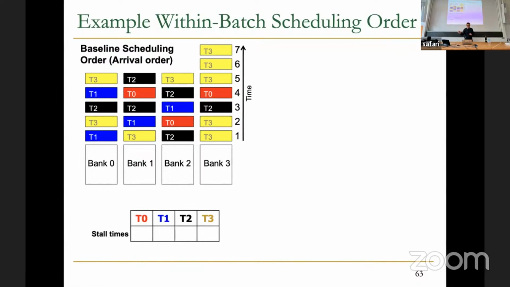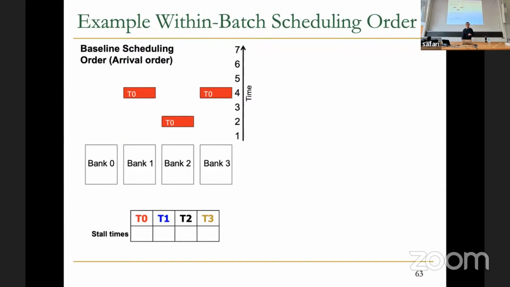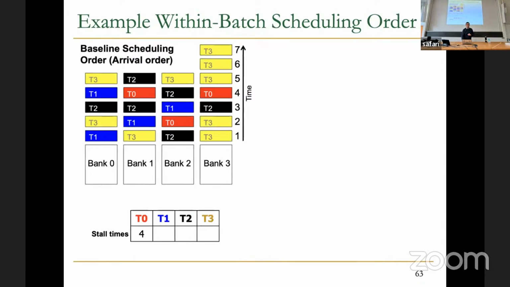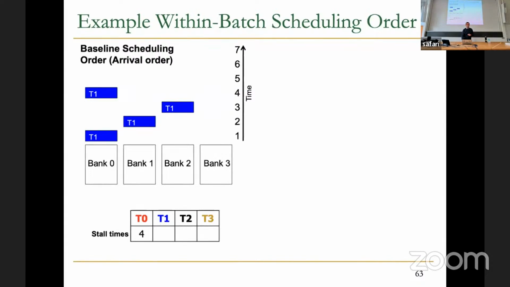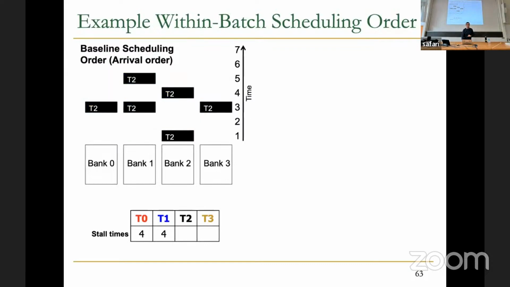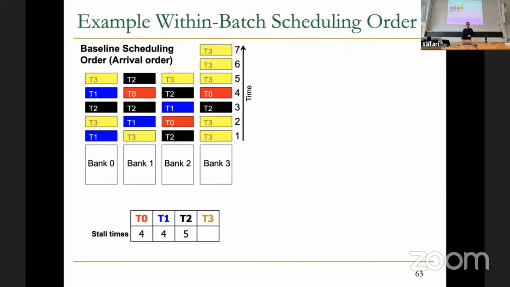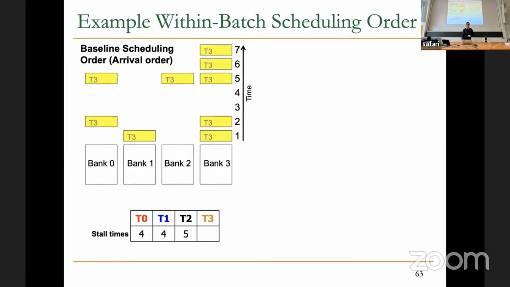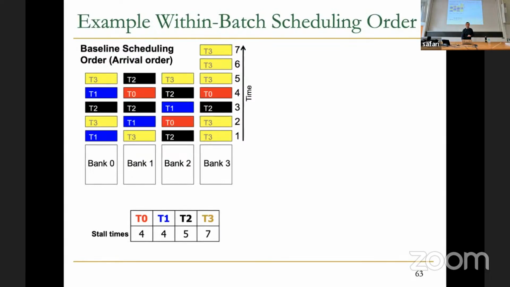Over here, with a forced order, thread 0 will stall for 4 time units because we schedule the requests first come, first serve. Thread 1's last request is also serviced after 4 time units, as you can see over here. Thread 2's last request is serviced after 5 time units, and thread 3's last request is serviced after 7 time units. And the average stall time you can compute is 5 bank access latencies, or 5 time units, okay?